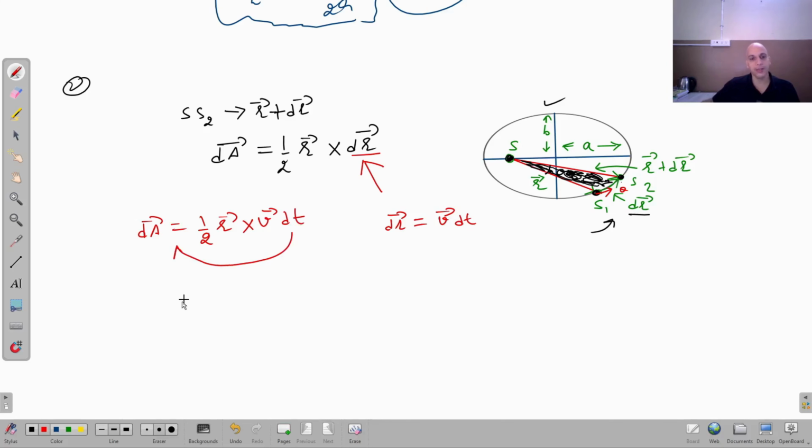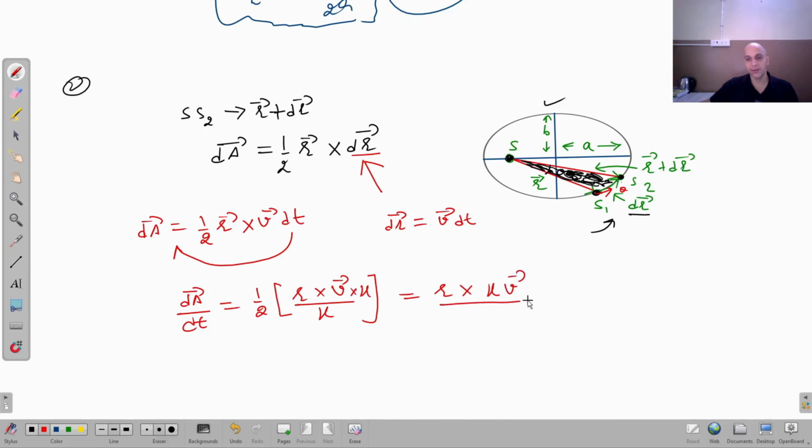dt is taken toward this side, so I get dA upon dt is equal to 1 by 2 into r cross v, right? So here I am multiplying this expression in the numerator and denominator by mu, the reduced mass. So now it becomes r cross mu v divided by 2 mu. Now this is mass into velocity, this is momentum, so it becomes r cross p divided by 2 mu.